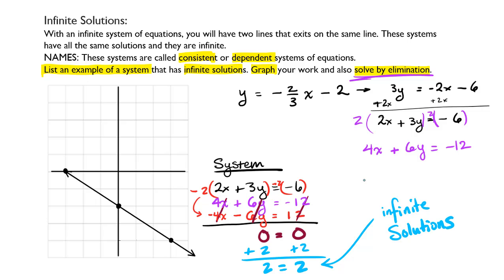If we wanted to graph the purple equation here that I created by multiplying the first equation by 2, well, I could totally do that, but it would be right over the top of the other equation. It's right over the top of the other line. And so you have infinite solutions.